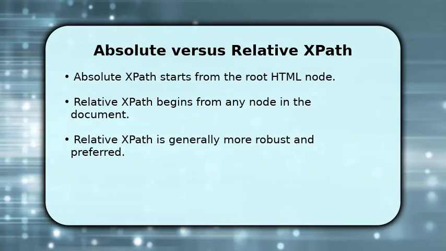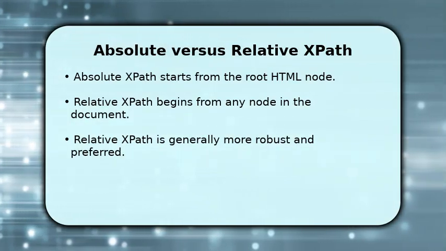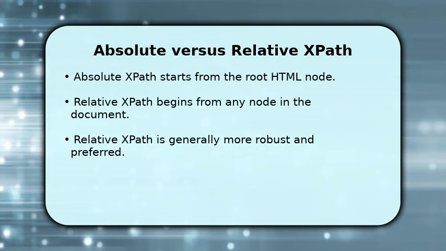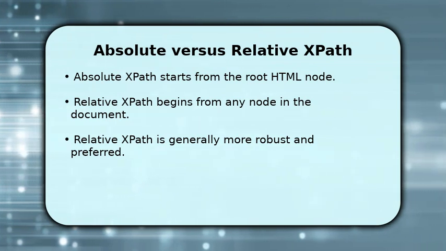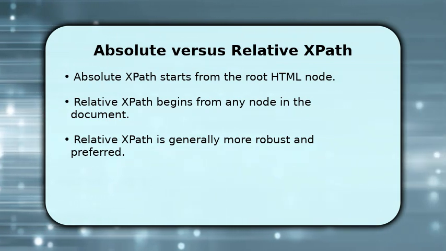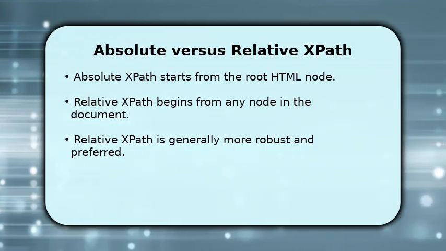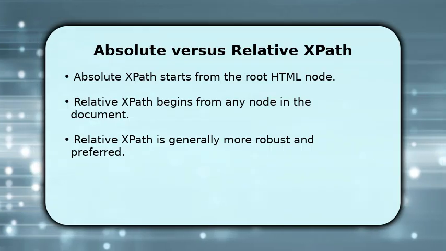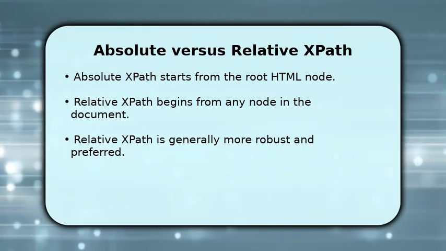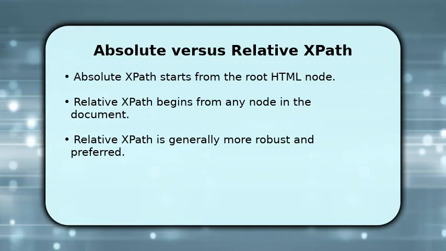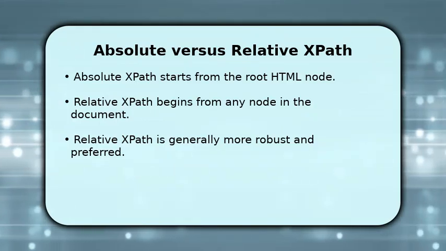Next, let's differentiate between absolute versus relative XPath. Absolute paths are very specific, but can break easily with minor page changes. Relative paths, on the other hand, are more flexible and resilient. We'll explore examples of both, demonstrating why relative XPath is often the better choice for stable and maintainable automation scripts.